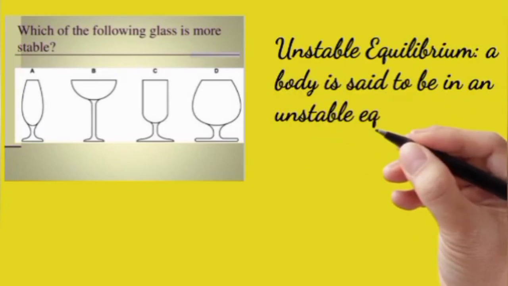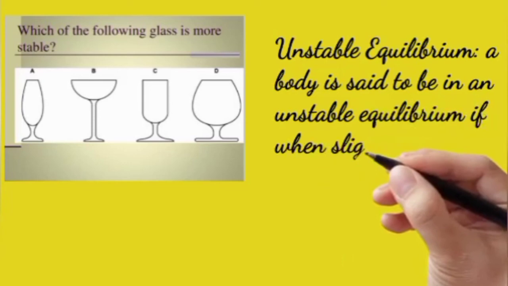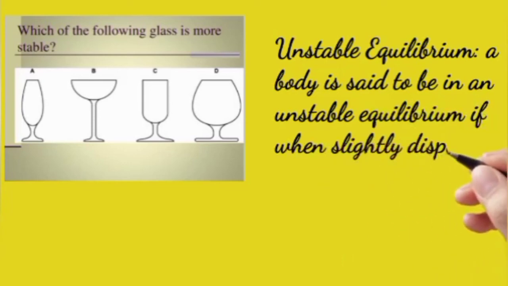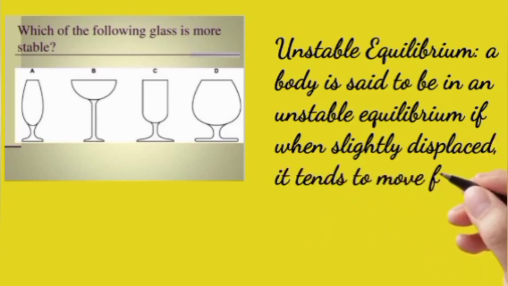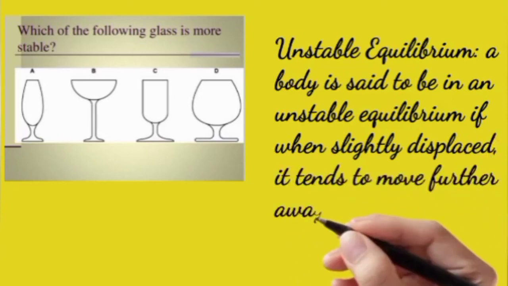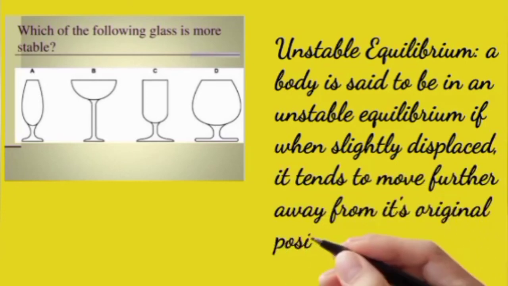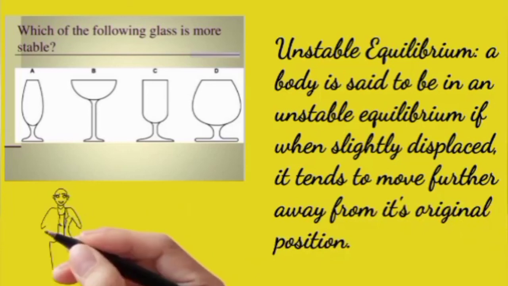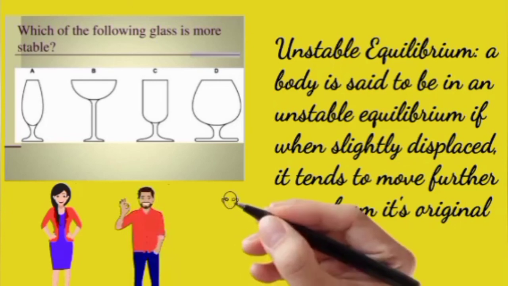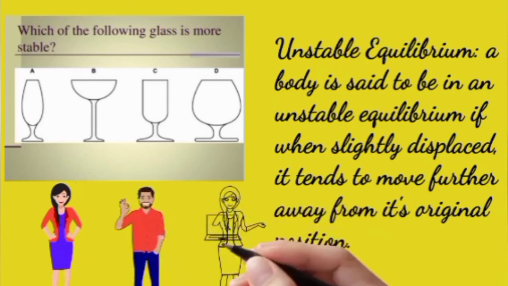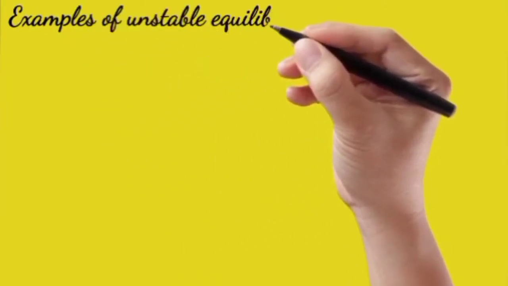Now, unstable equilibrium. A body is said to be in an unstable equilibrium if when slightly displaced, it tends to move further away from its original position. So please take note.